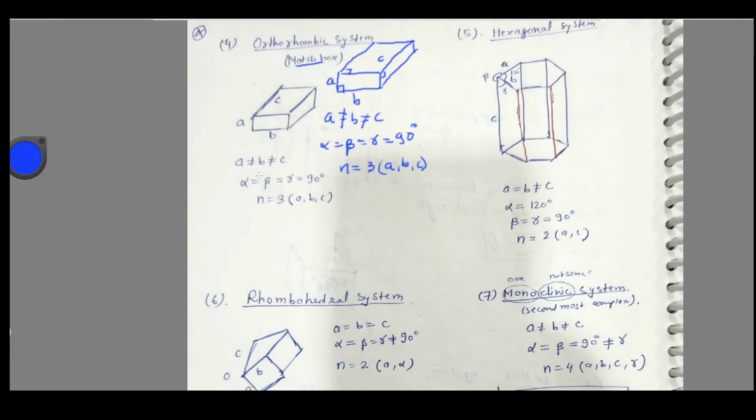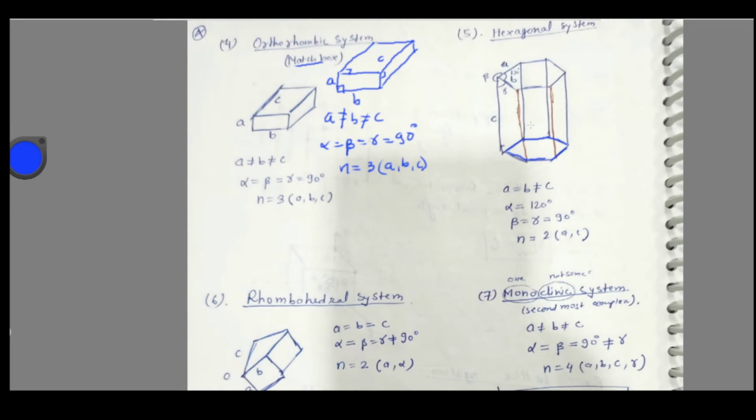So orthorhombic means matchbox, and tetragonal means bus. Tetragonal means bus. Orthorhombic matchbox. Now fifth kind of lattice system is hexagonal system. In hexagonal system, the base is hexagonal, kind of 3D hexagonal shape.